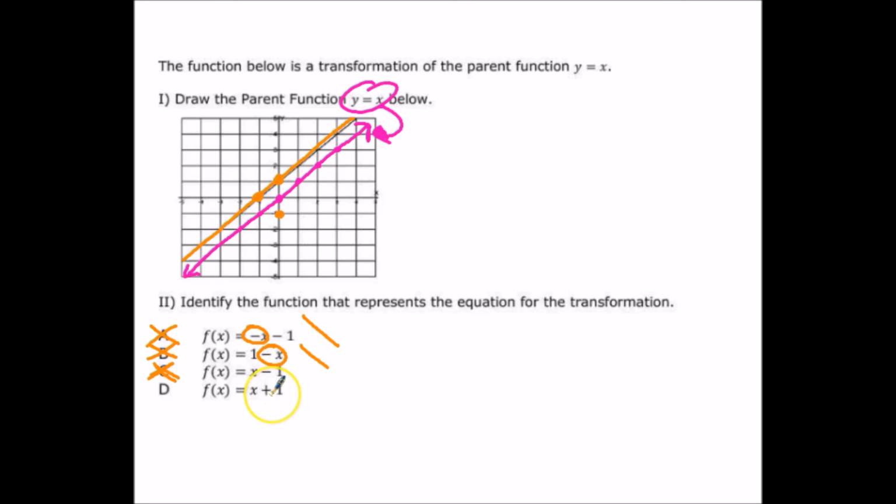This says +1, and it's on the outside of parentheses, and there are no parentheses here, so it only affects the y, which means it goes up 1. And if I'm at the parent function, up 1, bam! It is D. All right.